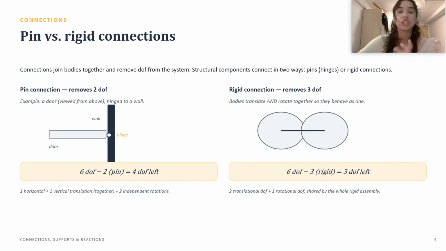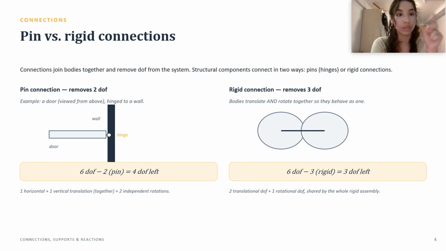Then we have rigid connections. It's not a hinge, therefore it can't be rotated anymore. It can only rotate in one way. They can't rotate in the other 2 ways, therefore 2 rotations are removed and 1 translation is removed, because now these 2 objects are rigidly connected together. So there's another rule for it.